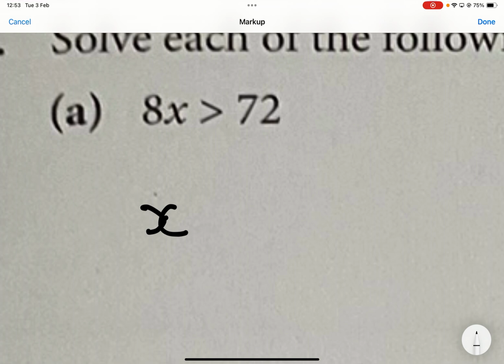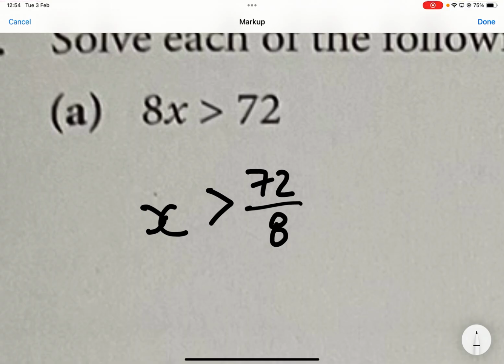So in this case, 8x is larger than 72. If I want 1x, from 8x to become 1x, I need to divide by 8. So inequality is actually the same as an equation. So you divide by 8, right hand side you divide by 8 also. Okay? So you have 72 divided by 8 on the right hand side. We are dividing by a positive number, so the sign of your inequality doesn't change. It just remains like that.